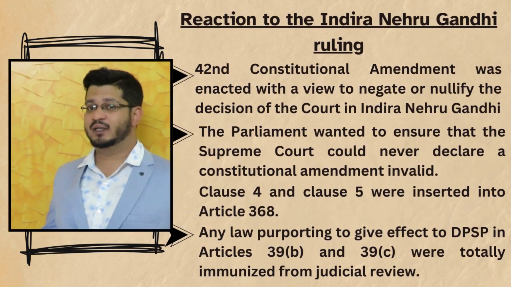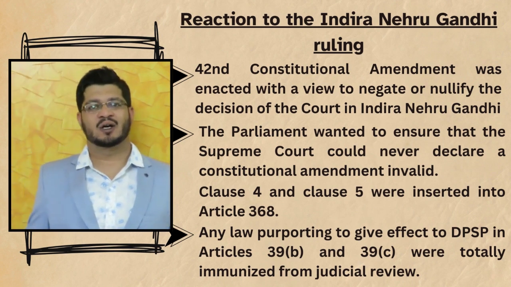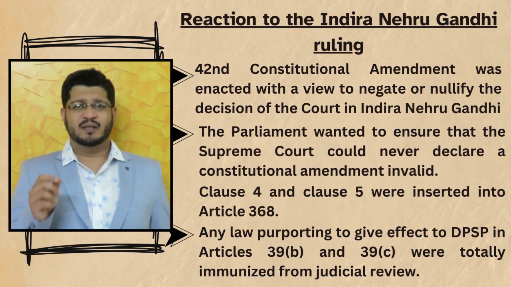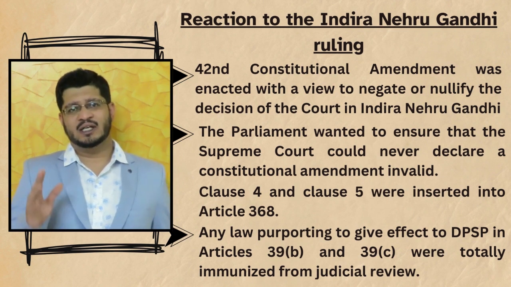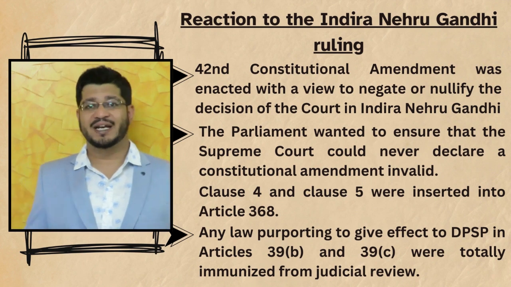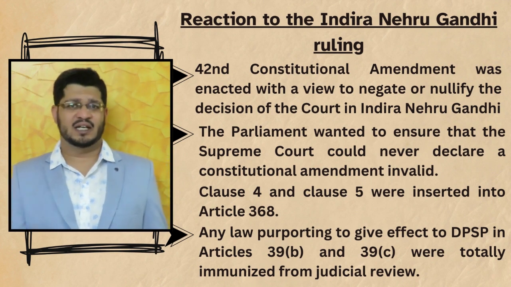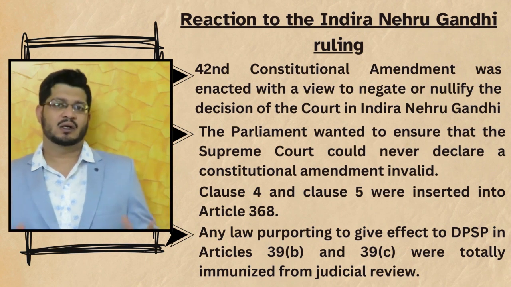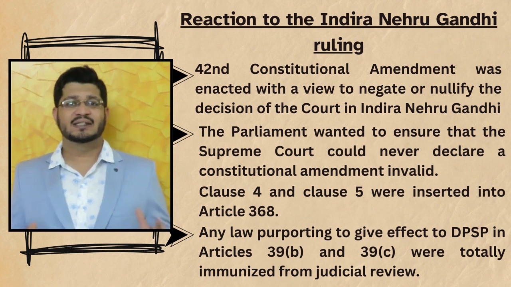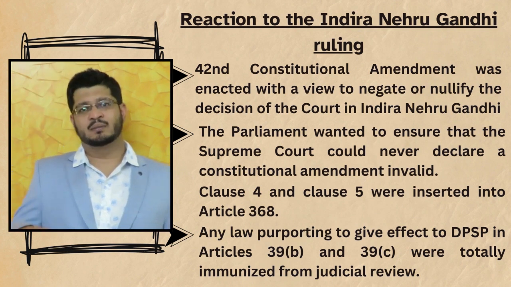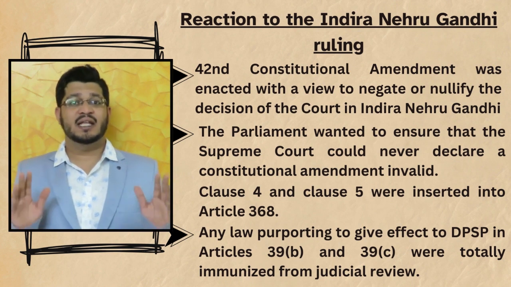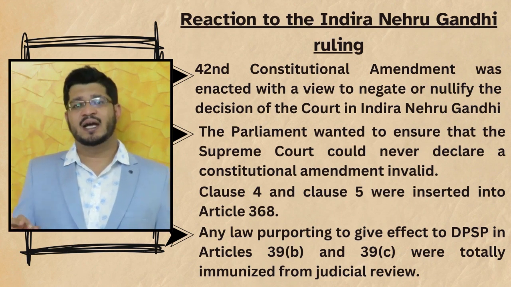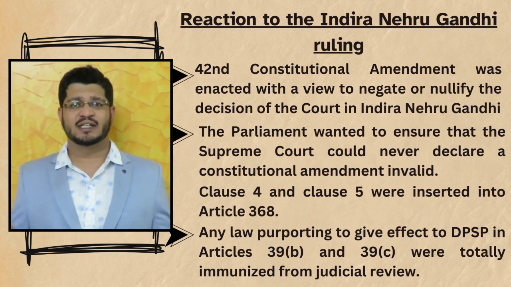Naturally, the Parliament was not happy with the curtailment of its power due to the decision of the Supreme Court in the case of Indira Nehru Gandhi. The Parliament wanted to make sure that the Supreme Court could not knock out any constitutional amendment. Therefore, with that objective in mind, the 42nd Constitutional Amendment was enacted. This 42nd Constitutional Amendment did two things. First of all, Clause 4 and Clause 5 were inserted into Article 368 and the DPSPs became superior to fundamental rights. That is, any law which was enacted to give effect to the objectives mentioned in Articles 39B and 39C were made immune from judicial review.